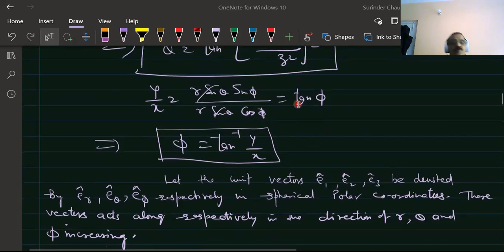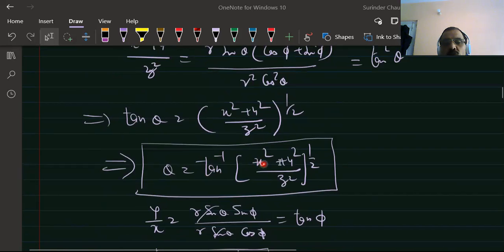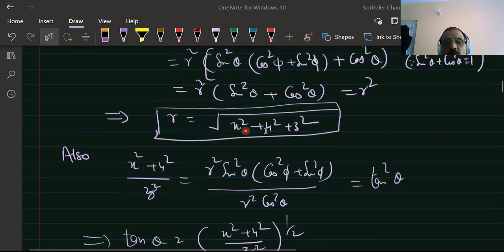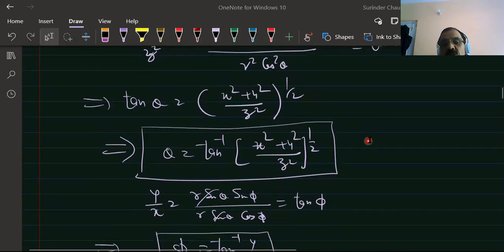these will be the surfaces in the spherical coordinate system. Phi is equal to tan inverse of y by x, equal to c3; theta is equal to tan inverse of the square root of x squared plus y squared over z, equal to c2; and r is equal to the square root of x squared plus y squared plus z squared, equal to c1. So these are the surfaces which intersect at the point P in the spherical coordinates.